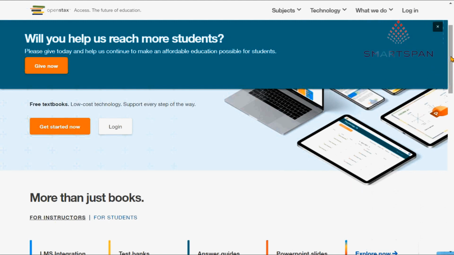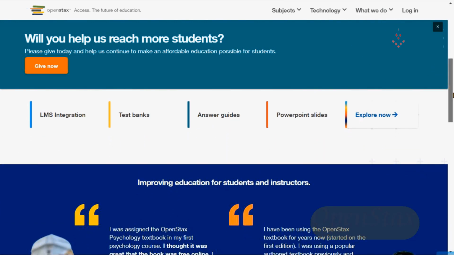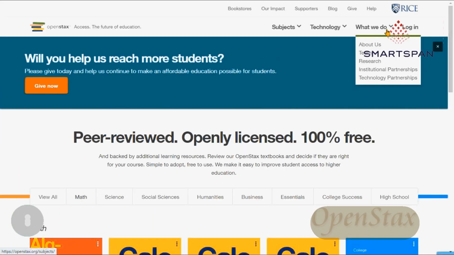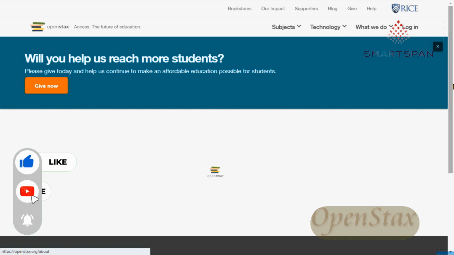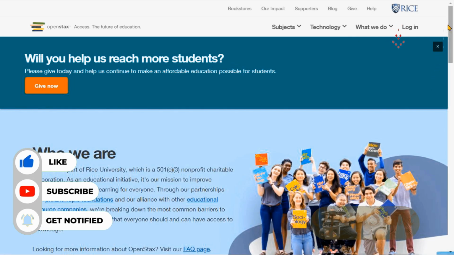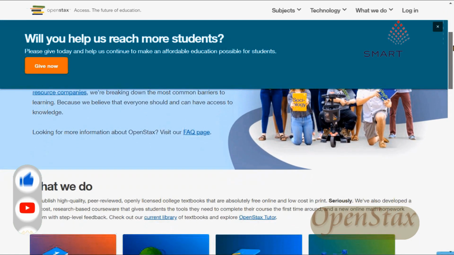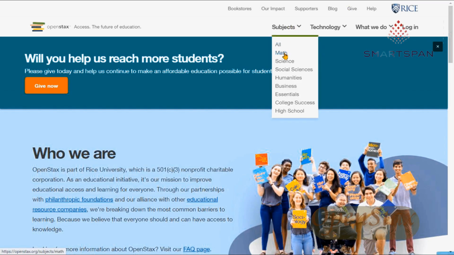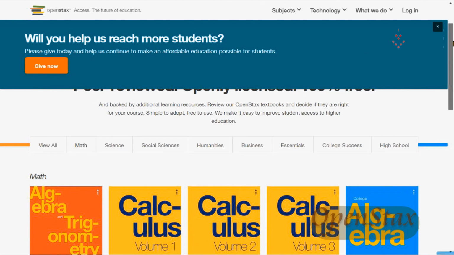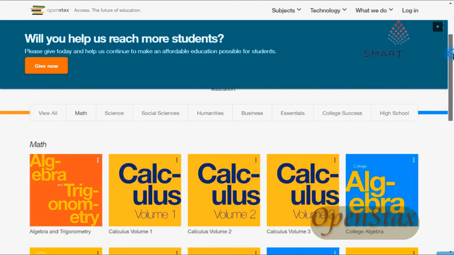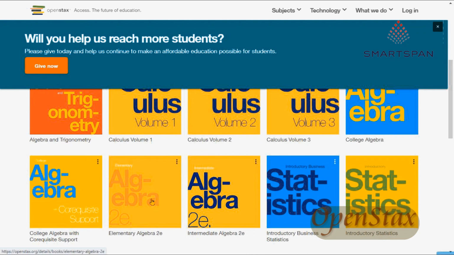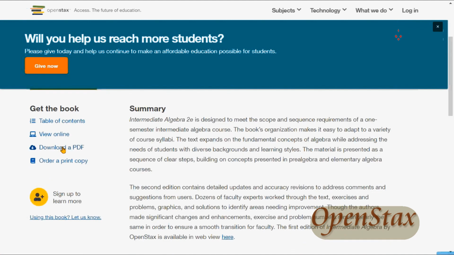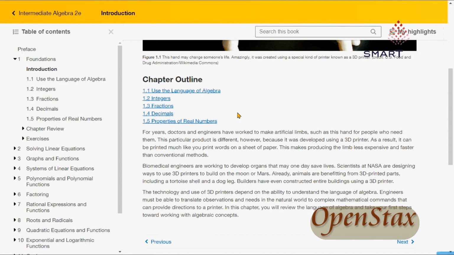A non-profit EdTech initiative founded at Rice University, OpenStax provides free, peer-reviewed math textbooks in digital forms, written by experts in the field. Its mission is to improve educational access and learning for everyone. They do this by publishing openly licensed books, developing and improving research-based courseware, establishing partnerships with educational resource companies, and more. High-quality, peer-reviewed, openly licensed college textbooks that are absolutely free online and low cost in print.